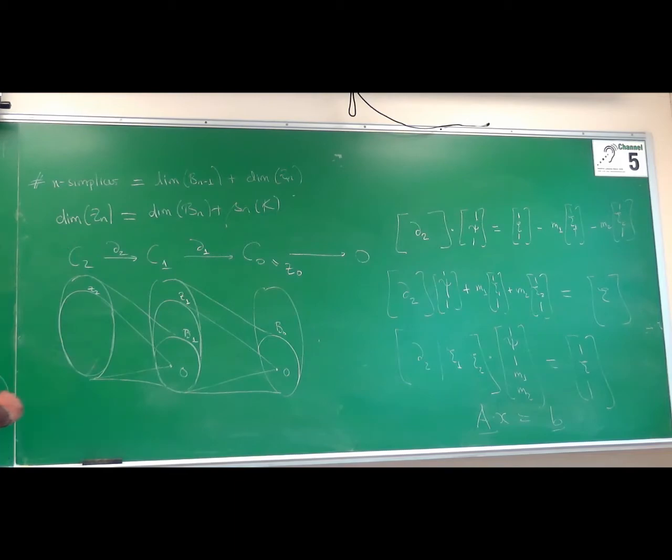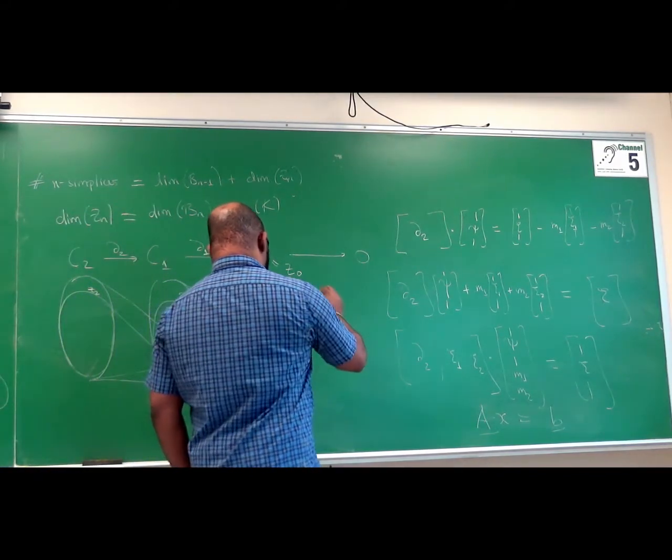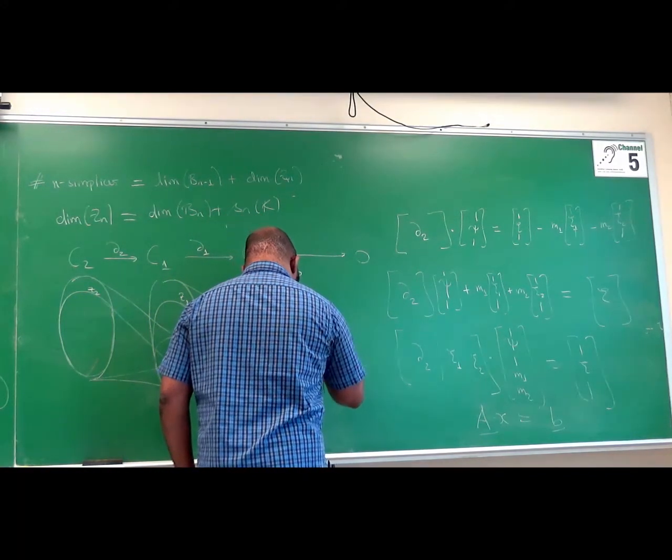Okay. What I'm going to do next is ask about the dimension of all of the spaces that I highlighted. Okay? So let's start from here. What is the dimension of C0?